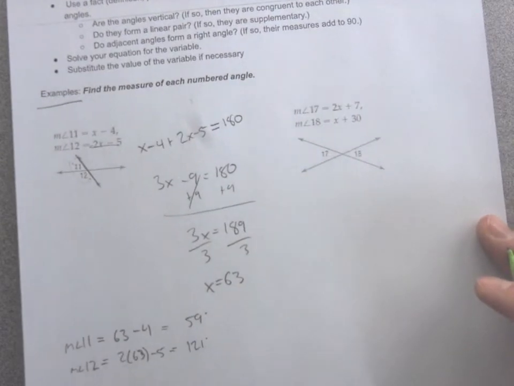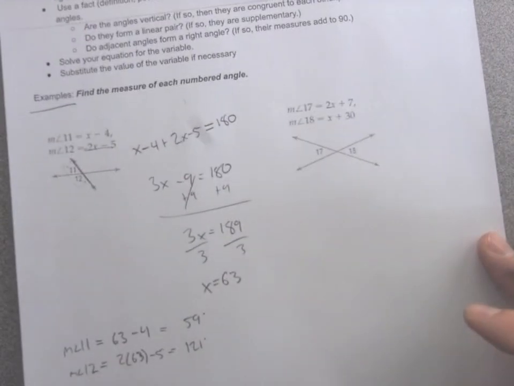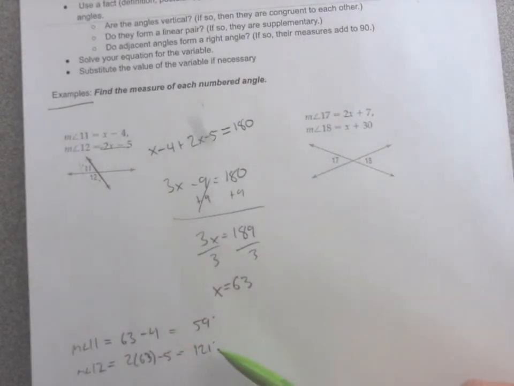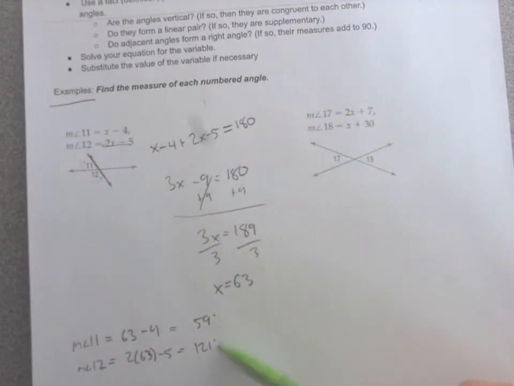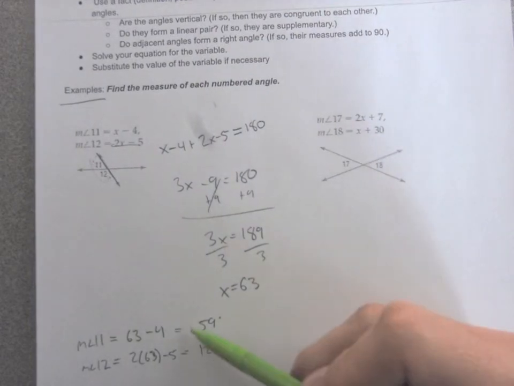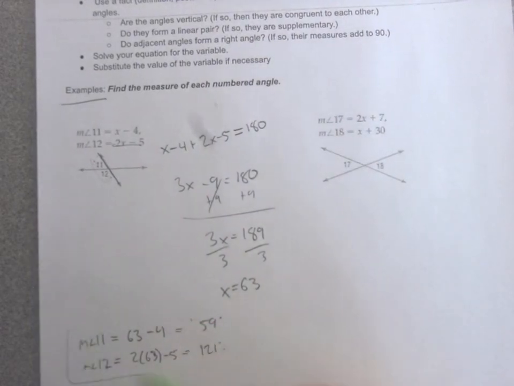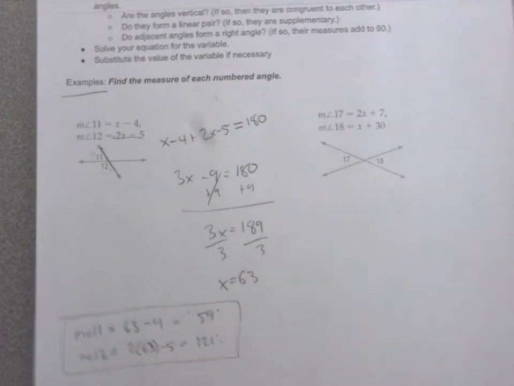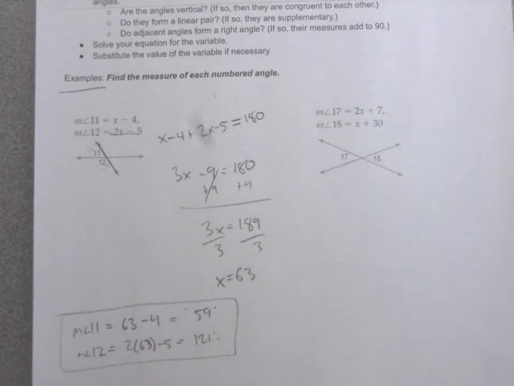Okay, now just to check ourselves, to make sure that this actually makes sense, remember that angle 11 and angle 12 should add to 180 because they're a linear pair, and these actually do add to 180. So as a final check, we can kind of make sure that they do what we expect them to do. Okay, so that's an example using a linear pair.